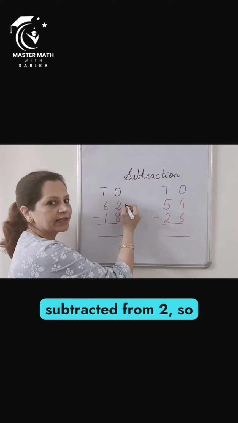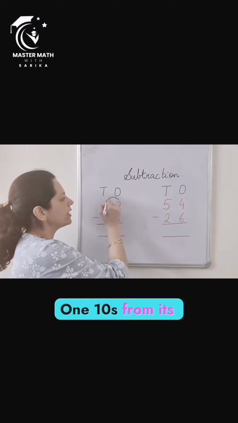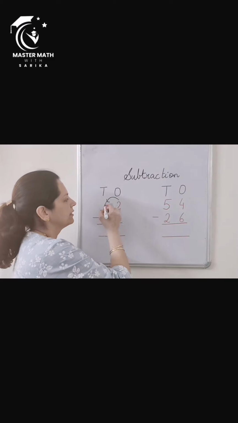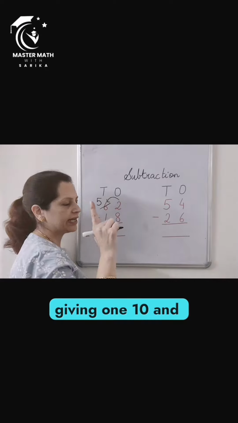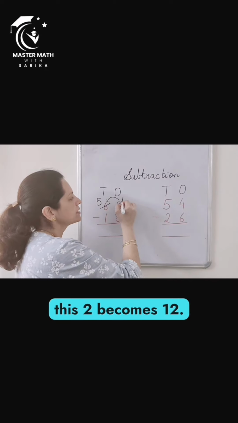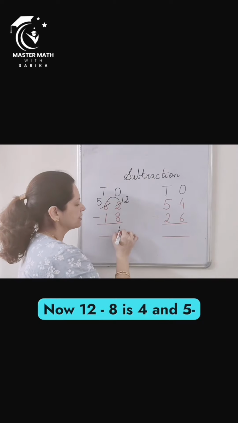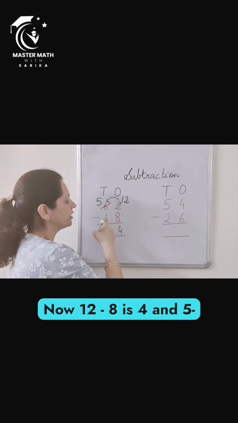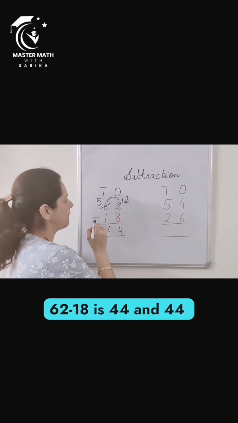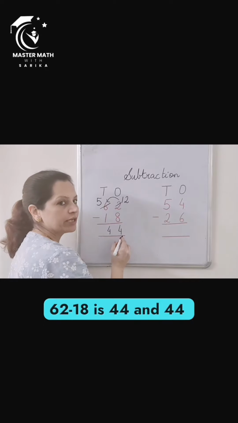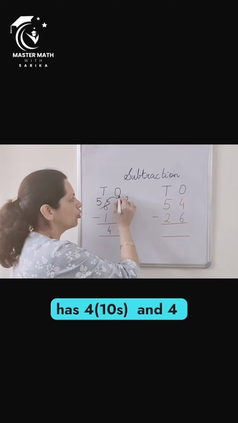8 cannot be subtracted from 2. So, this 2 will ask for 1 ten from its neighbor. So, 6 becomes 5 after giving 1 ten and this 2 becomes 12. Now, 12 minus 8 is 4 and 5 minus 1 is also 4. So, 62 minus 18 is 44 and 44 has 4 tens and 4 ones.